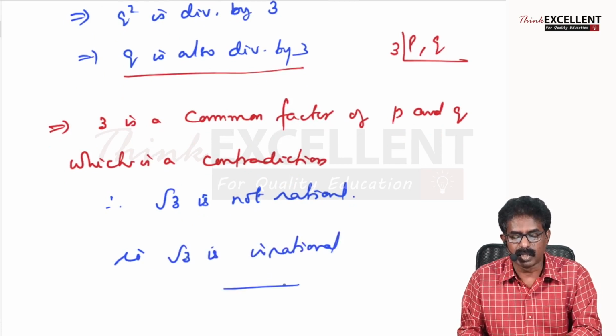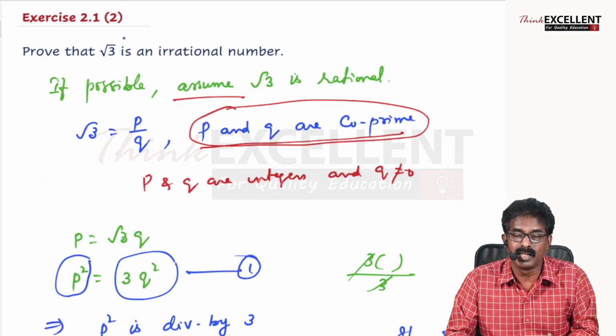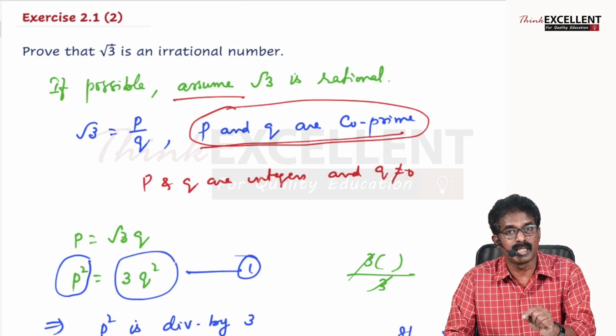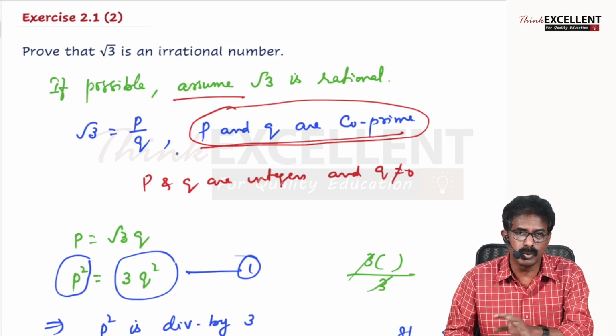So just to explain one more time, please listen. We have to prove root 3 is irrational. So what we did? Assume root 3 is what? Rational. Then rational means you can write it as what? In the form P by Q. So root 3 is equal to P by Q. P and Q are integers, Q not equal to 0.